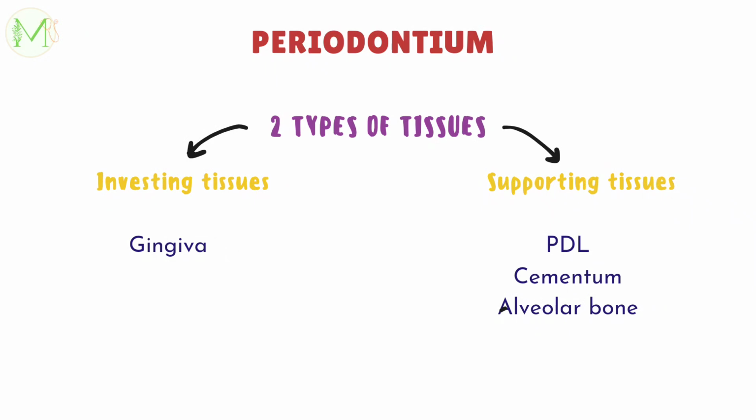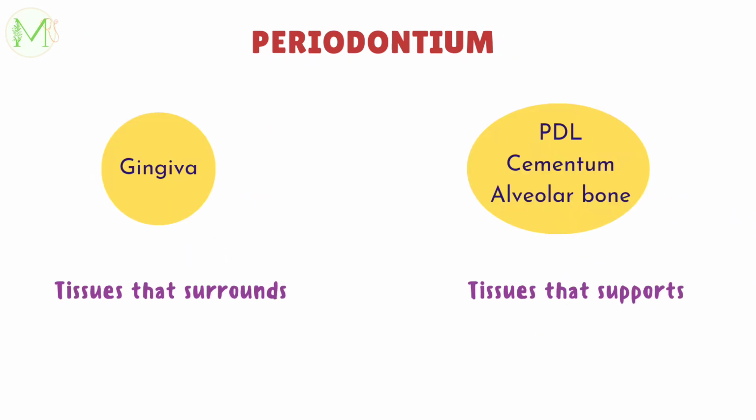There are basically two types of tissues in periodontium: investing tissues and supporting tissues. Gingiva comes under investing tissues, and periodontal ligaments, cementum and alveolar bone come under supporting tissues. In other words, gingiva is the tissue that surrounds the teeth, and periodontal ligaments, cementum and alveolar bone are those tissues that support the teeth. So basically the tissues of periodontium include gingiva, cementum, alveolar bone and periodontal ligament. This could be an important viva question.